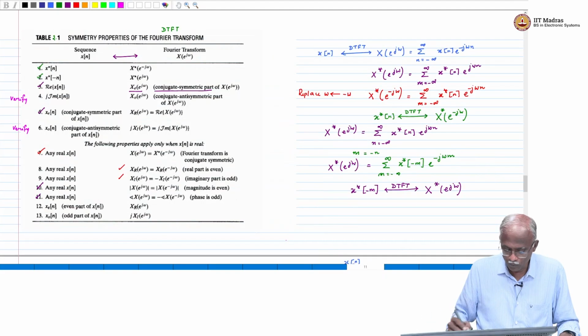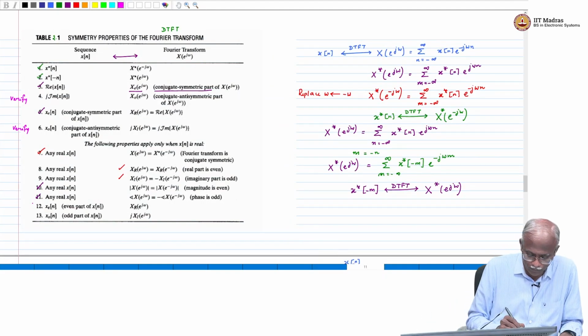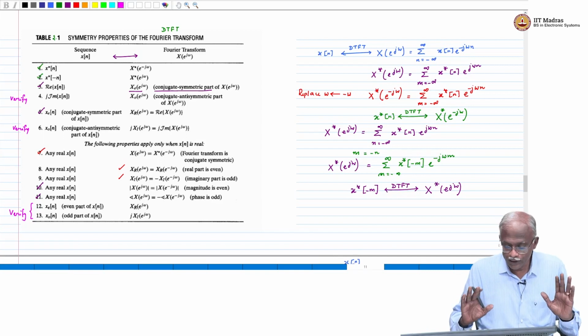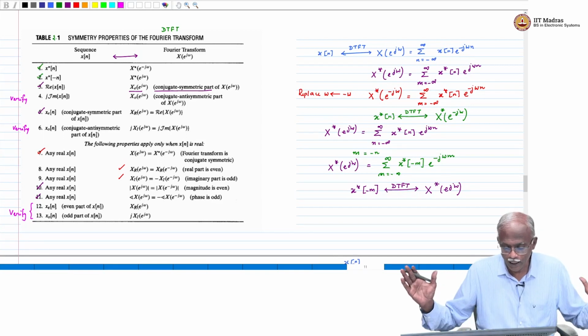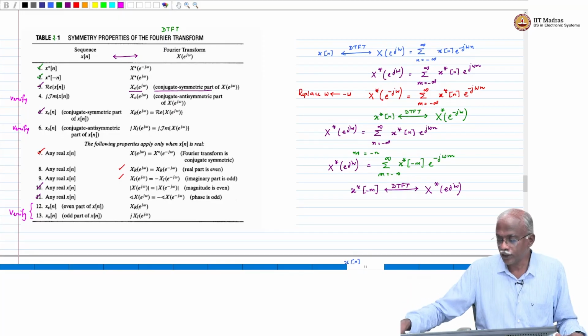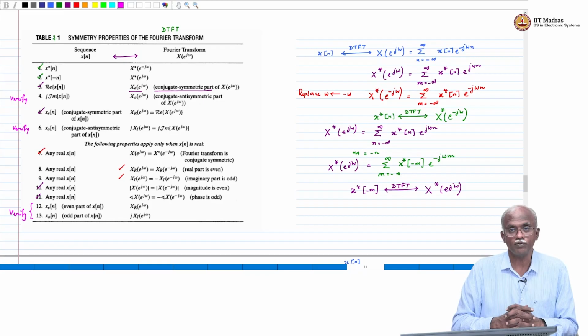Okay, so we should have ticked off all of these before the next session. So again verify this as well. Okay, with this we have a very solid foundation for studying the discrete time Fourier transform.